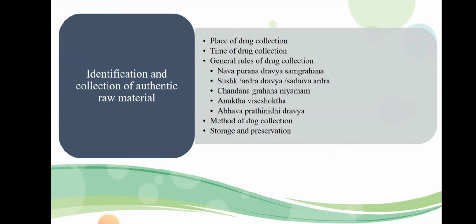The first is the identification and collection of authentic raw material. In Charaka, there is a quote in Vimanasthana in which he says that a raw material having specific characteristics and therapeutic action, grown on a specific soil in a specific atmospheric condition, should be collected in a specific season. So from this we can understand that the place of collection and the time of collection is very, very important when it comes to collection of raw materials.